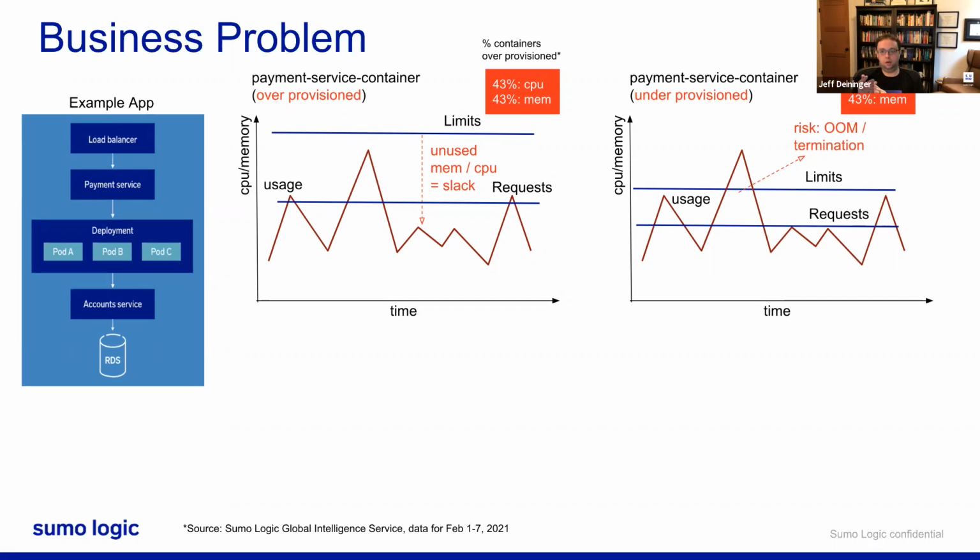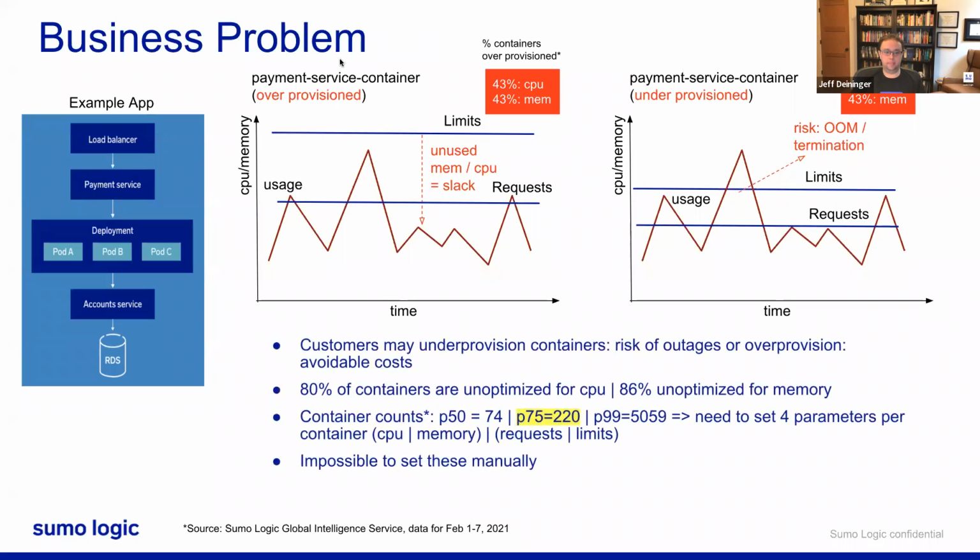On the other hand, if we are under provisioning our infrastructure in order to save money, we have now increased our risk of causing outages, say hitting out of memory errors or containers getting stuck in a crash loop back off state. So how do we strike a balance? How do we know what's right? Well, when Sumo Logic looked across anonymized data from its various tenants and their Kubernetes deployments, we found that this is a significantly hard problem for users to solve. In fact, 80% of containers that were being monitored by Sumo Logic are not optimized for CPU. 86% were not optimized for memory.